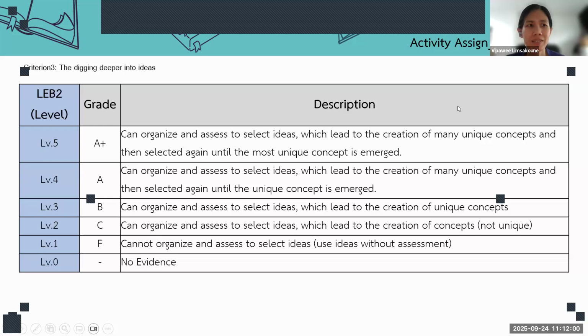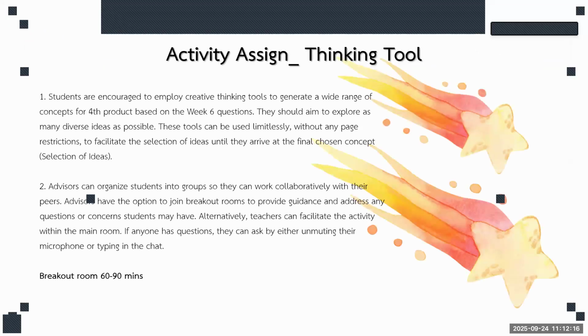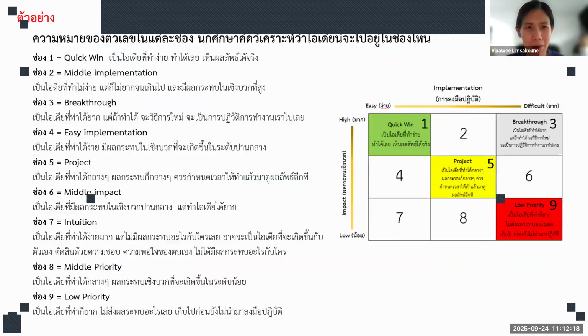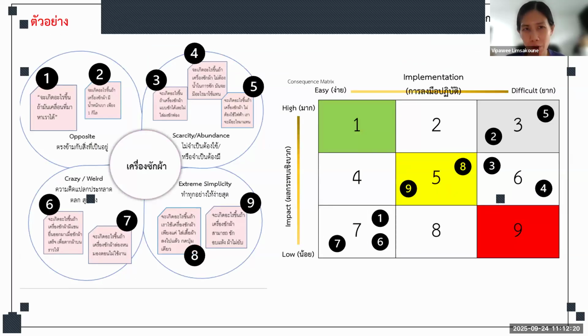Anyone want to ask? I do have a question. Yes, please. About the creative idea for submission today, do I have to use all the methods from the video clip that you sent, or should it be just one method? One is enough, or two is okay. You could select, like, What If, or you could use SCAMPER.